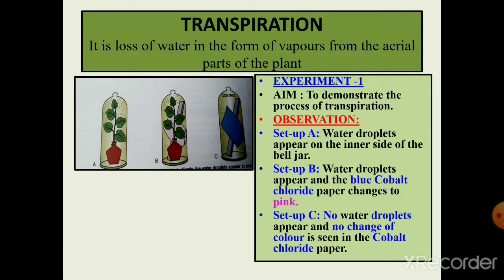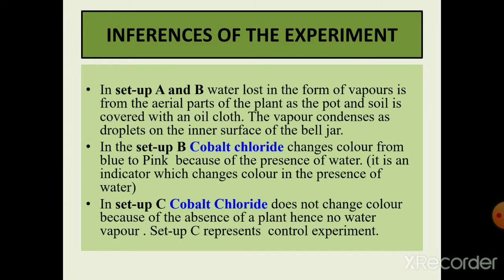What do you observe? In setup A, water droplets appear on the inner side of the bell jar. In setup B, water droplets appear and the blue cobalt chloride paper changes to pink. You can see it very well in the figure shown. In setup C, no water droplets appear and no change in color is seen in the cobalt chloride paper.